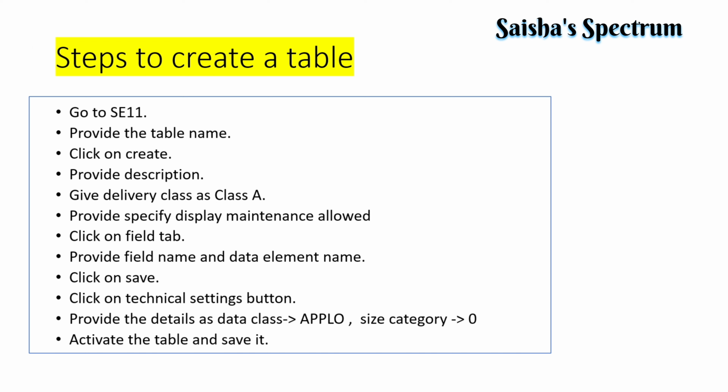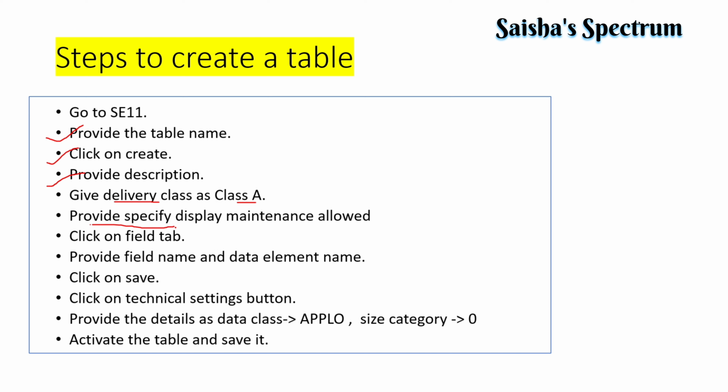So to create a database table, very first we need to enter a T code, that is SE11, and then provide a table name and simply click on the create option. Then further give the short description and provide a delivery class as class A. In the next lecture we are going to see in detail about the delivery classes.